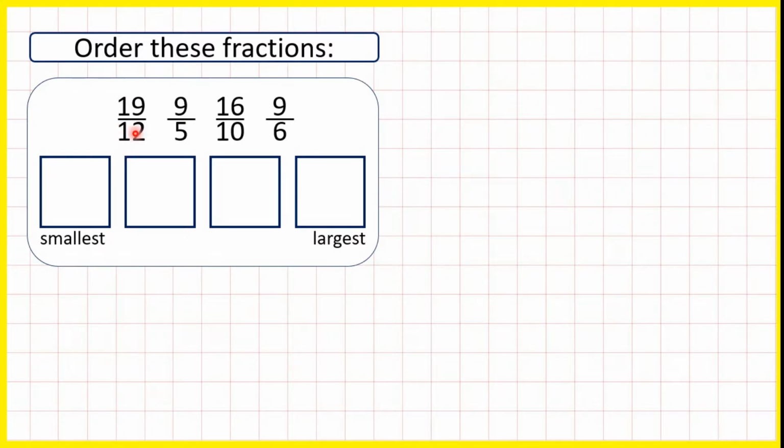Remember, to compare fractions, it's much easier if the denominators are the same. So we need to find a common multiple of 12, 5, 10, and 6. Now 12 is in the 6 times table, but it's not in the 5 or 10 times tables, so we need to try something else. What I do here is count up in steps of the largest denominator until I've got something that is a multiple of all of the numbers that we're comparing.